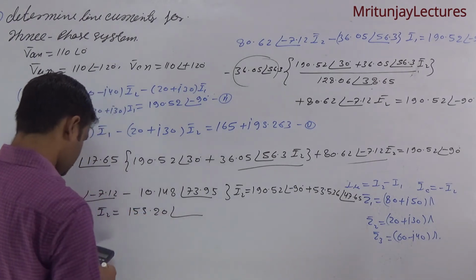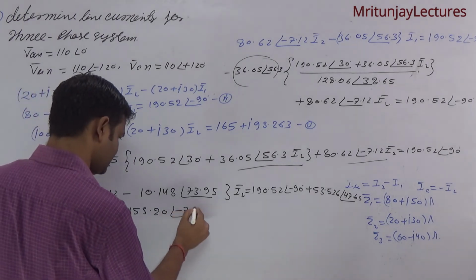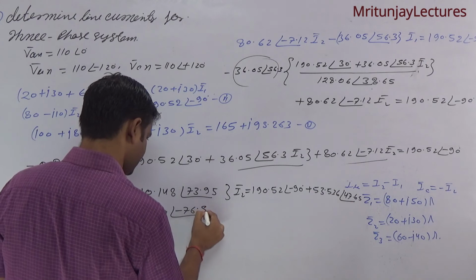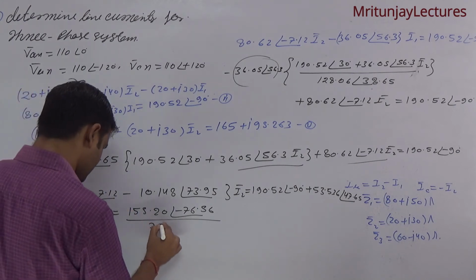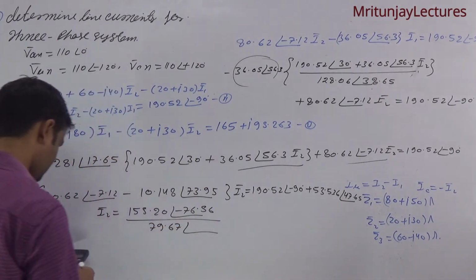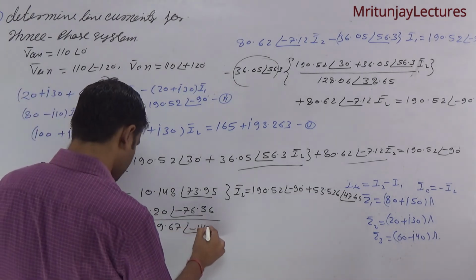We got 155.20 at the angle minus 76.56 divided by this one minus this one, 80.62 at the angle minus 7.12 minus 10.148 at the angle 73.95. Finally we got 79.67 at the angle minus 14.34.